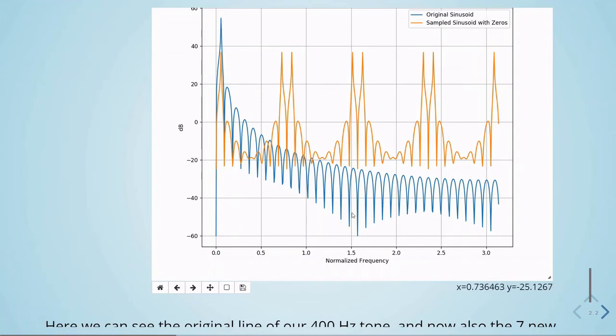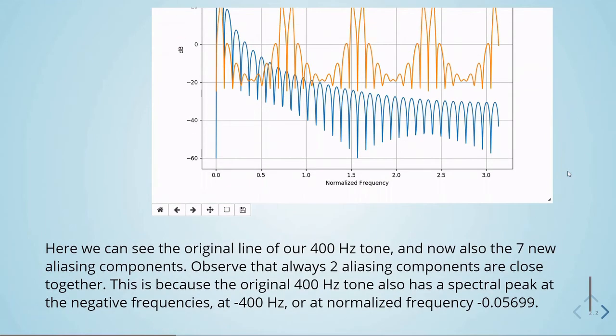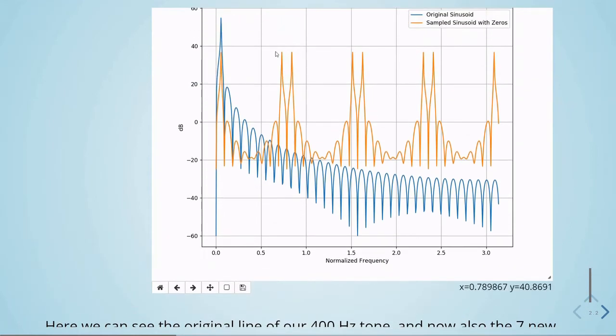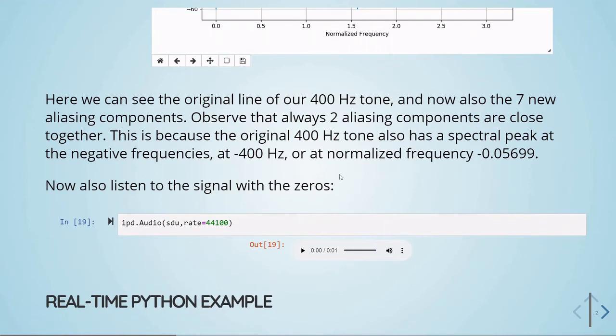So we go from the blue to the orange, and observe that always two aliasing components are close together, and this is because the original 400 Hertz tone also has a spectral peak in negative frequency at minus 400, so it's a normalized frequency of minus 0.05, and this is why they are appearing here together, because here we would have in the negative frequencies also a peak. This is a characteristic of the sinusoid, and now we can also listen to the signal still with zeros.